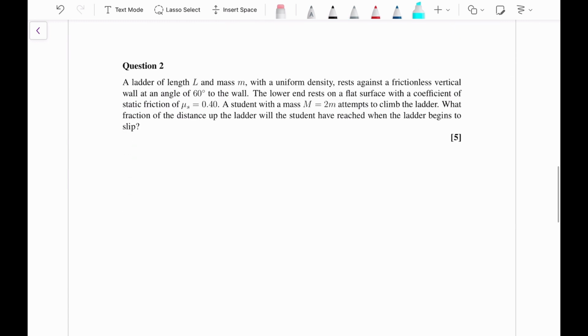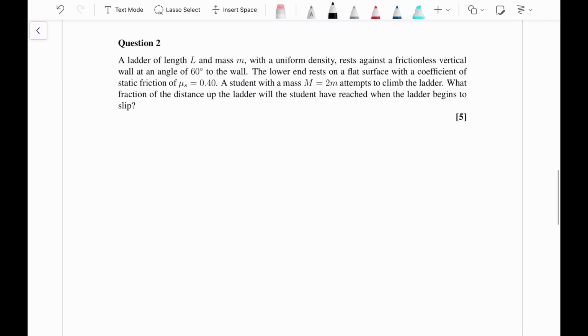And for this other question we're going to look at, it says, a ladder of length L and mass m with a uniform density rests against a frictionless vertical wall at an angle of 60 degrees to the wall. What we can do first is draw a diagram. And the ladder is at 60 degrees to the wall, so it will be something like this. And this angle is 60 degrees.